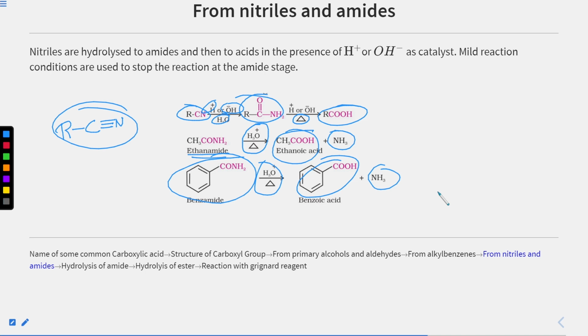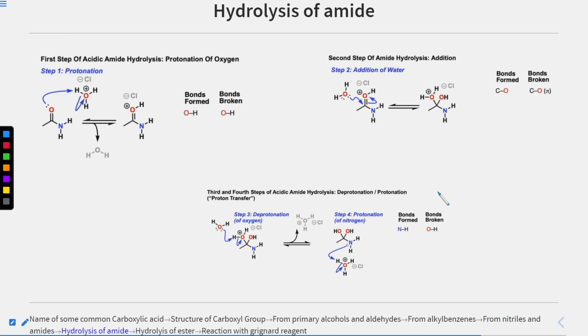So we can make a general statement that if we have a nitrile or amide, we can hydrolyze them in the presence of H+ or OH- and heat it further to get our carboxylic acid. This is our preparation from nitriles and amides. Now let us look at the mechanism here.